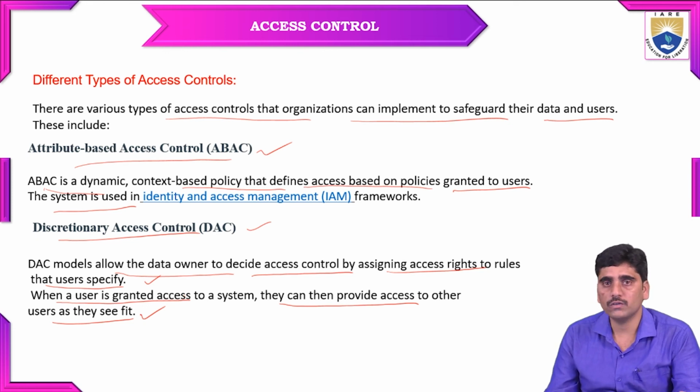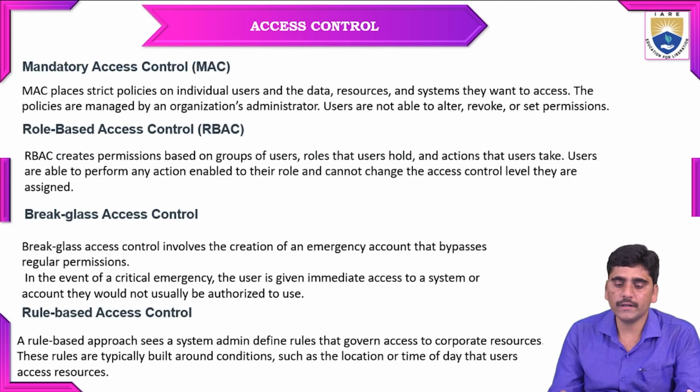So the data owner has to verify whether all the users are fit for a particular level or not. If a user is fit for the next level, then he can give the rights or give the access to that particular user. So that is discretionary access control.